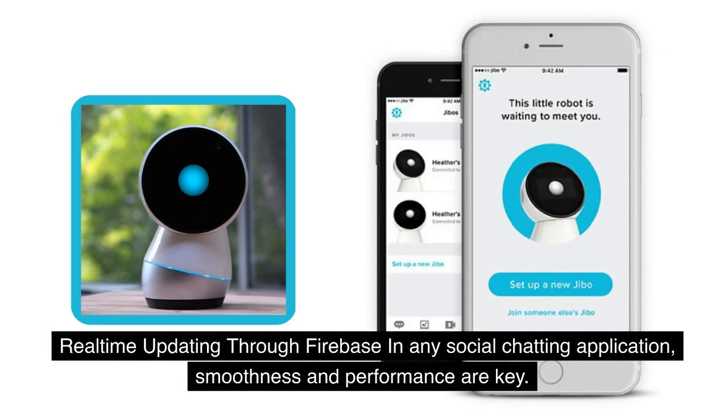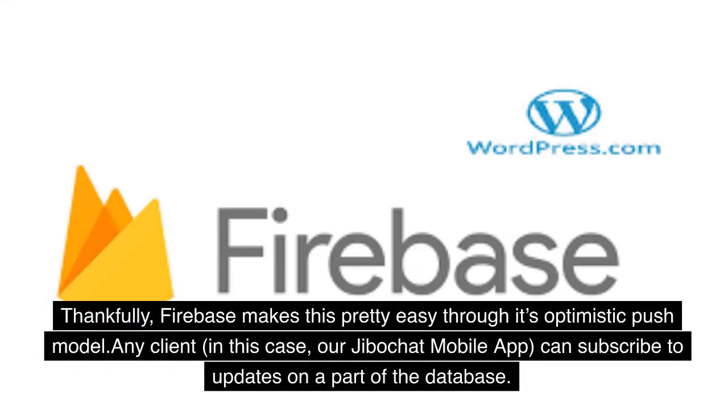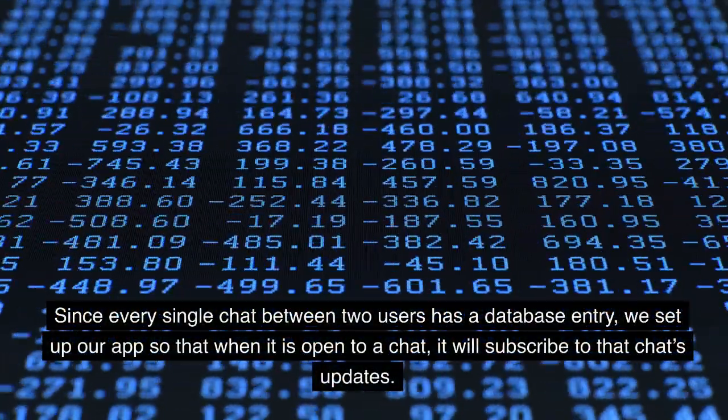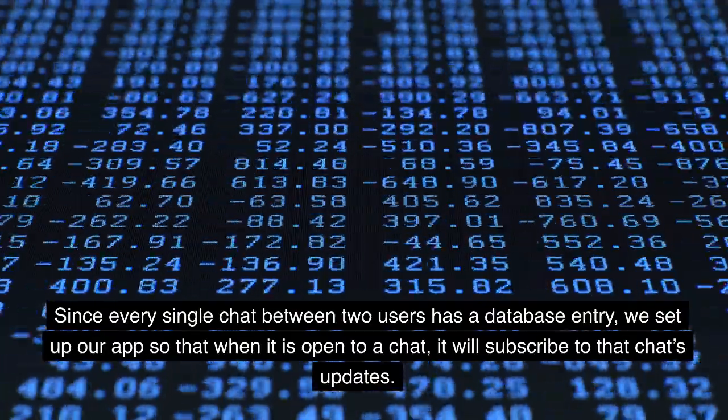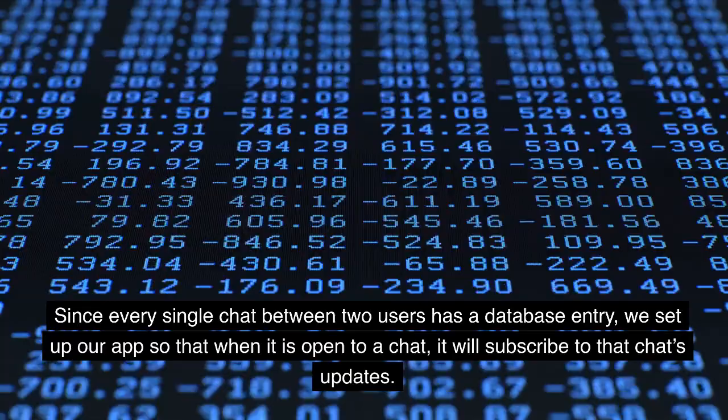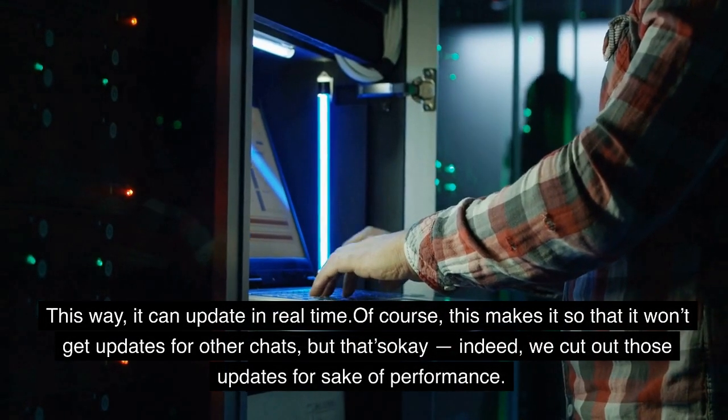Real-time updating through Firebase. In any social chatting application, smoothness and performance are key. Thankfully, Firebase makes this pretty easy through its optimistic push model. Any client, in this case, our Jibo Chat mobile app, can subscribe to updates on a part of the database. Since every single chat between two users has a database entry, we set up our app so that when it is open to a chat, it will subscribe to that chat's updates. This way, it can update in real time.